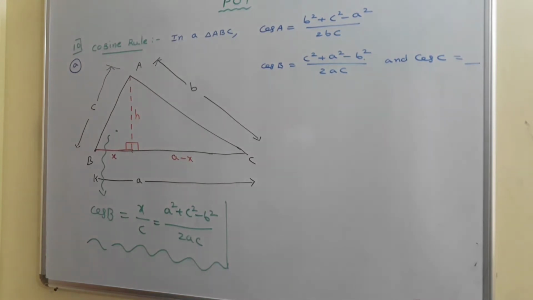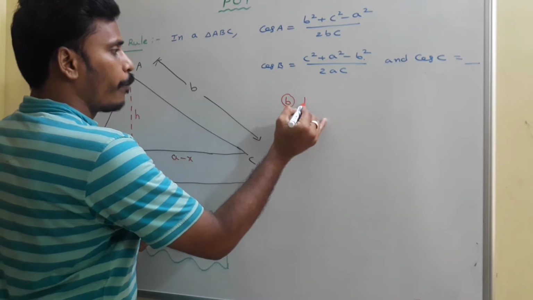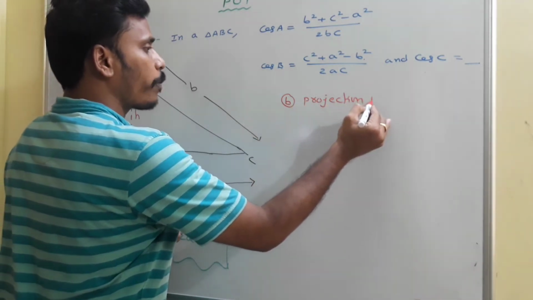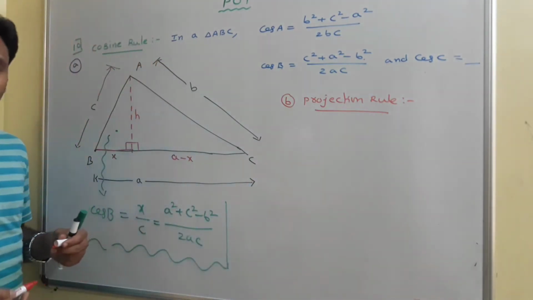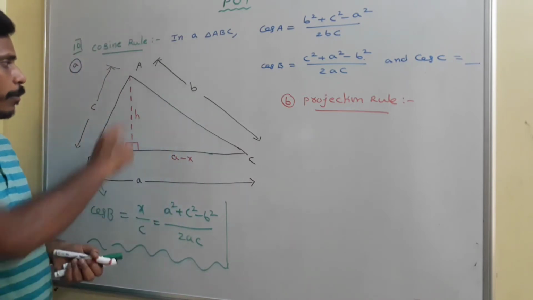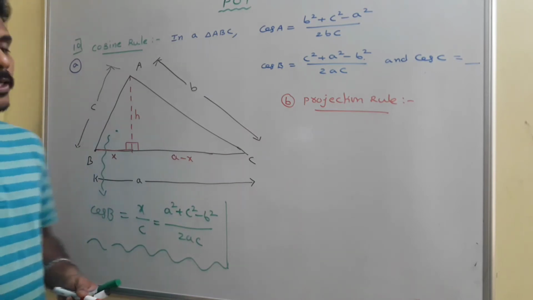This is just the projection rule. Projection means what? Projection also represents the same meaning. Altitude, height, perpendicular, projection, all are of the same sense. Okay? This is the projection, and it is generating a rule, and that's why it is the projection rule.